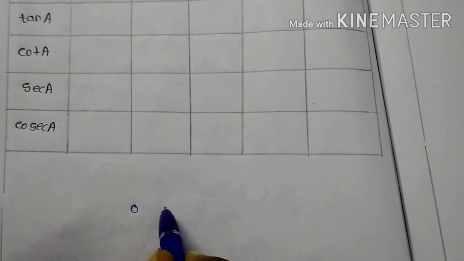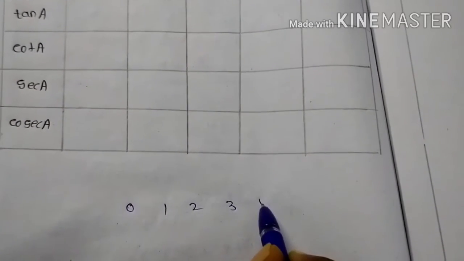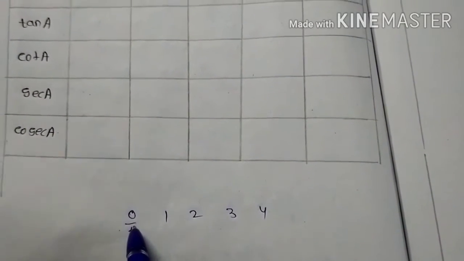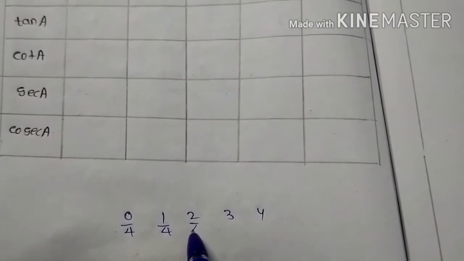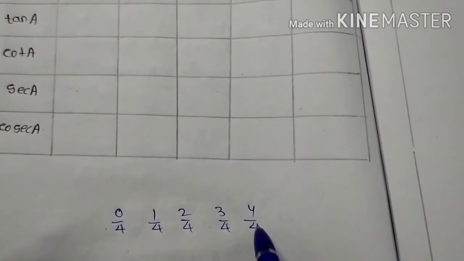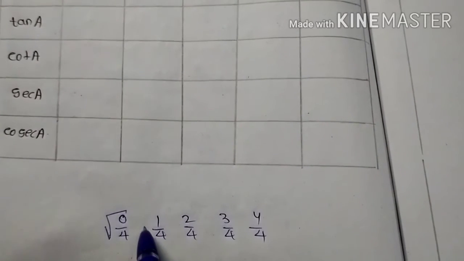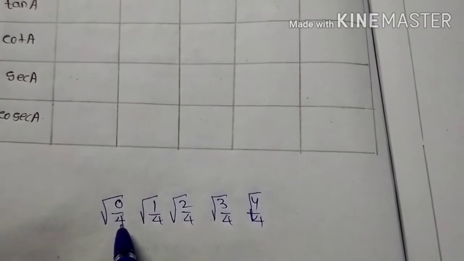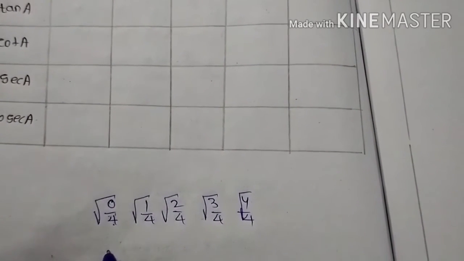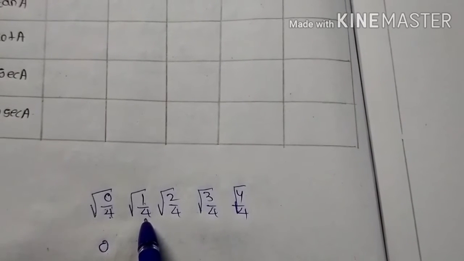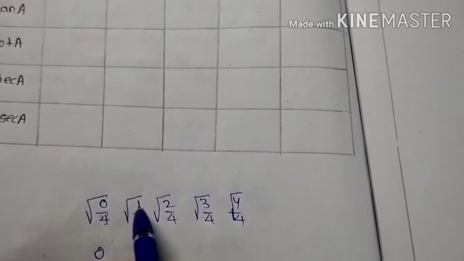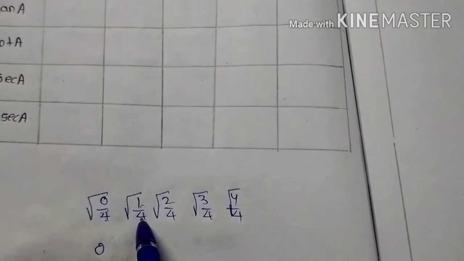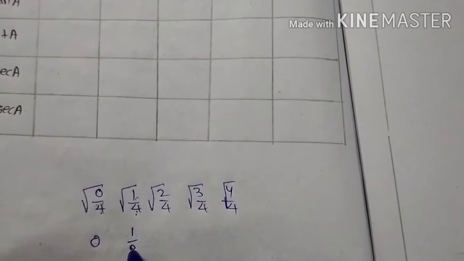How can you remember? I am doing one example, just for rough purposes. Write 0, 1, 2, 3, 4. Write the denominator as all 4s: 4, 4, 4, 4. Then make each of them a square root. See here, 0 by 4 means square root of 0 over square root of 4. 0 is how much? 0 only. Then 1 by 4: the square root of 1 is 1 only. What is the square root of 4? 2 only. That means 1 by 2.